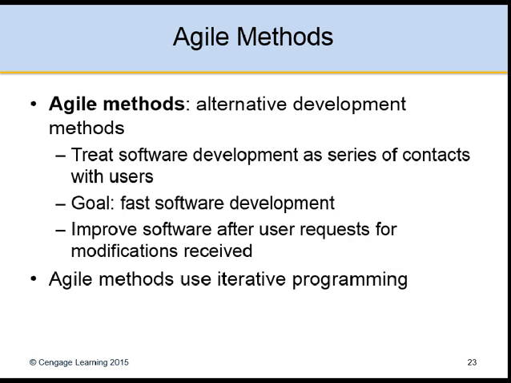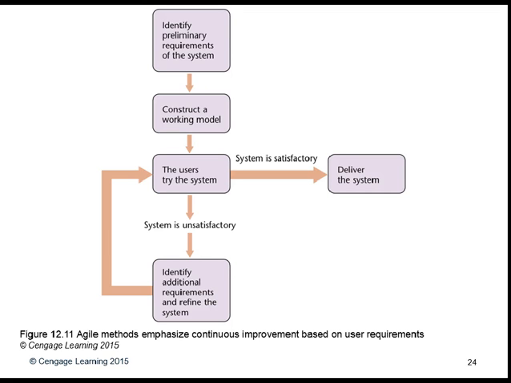Some of the popular Agile methods include extreme programming, adaptive software development, lean development, rational unified process, feature-driven development, dynamic systems development method, Scrum, and Crystal Clear. So Agile methods emphasize continuous improvement over going out and getting a complete set of user requirements initially.